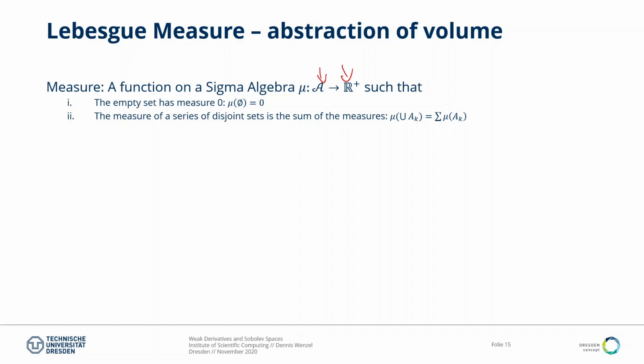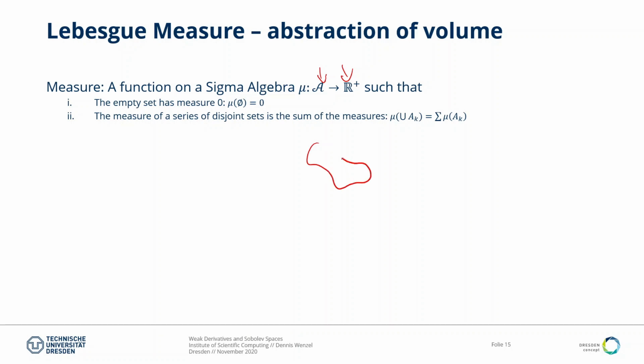And it only has two requirements, and the first requirement is that the empty set has measure 0, which always makes sense if you think about measures to be the abstraction of the word volume, then it kind of makes sense that the empty set has 0 volume. And the measure for a union of disjoint sets is the same as the summation of the measures. So that's something you can easily draw.